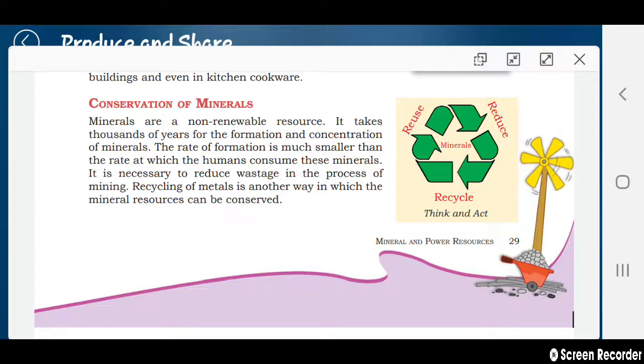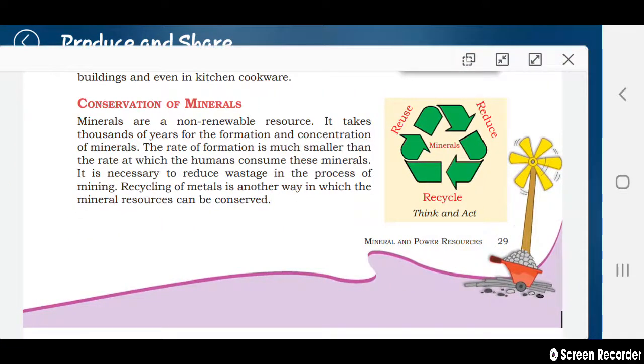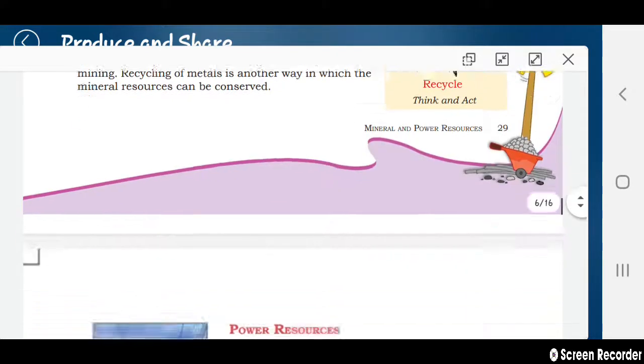If we take the mineral by mining, the rate of formation is much smaller than the rate at which humans consume it. So it is necessary to reduce the wastage in the process of mining, and recycling of metal is also another way in which the mineral resources can be conserved.